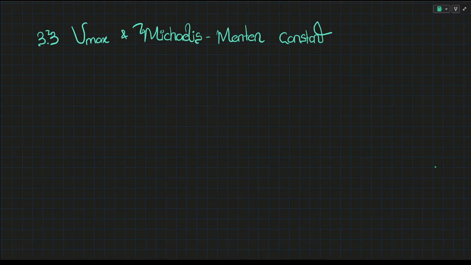We will now be getting a little bit quantitative with enzyme measurements. First of all, we'll be talking about something known as the Vmax and the Michaelis-Menten constant. Michaelis-Menten constant is typically referred to as the Km. More on that in a bit.